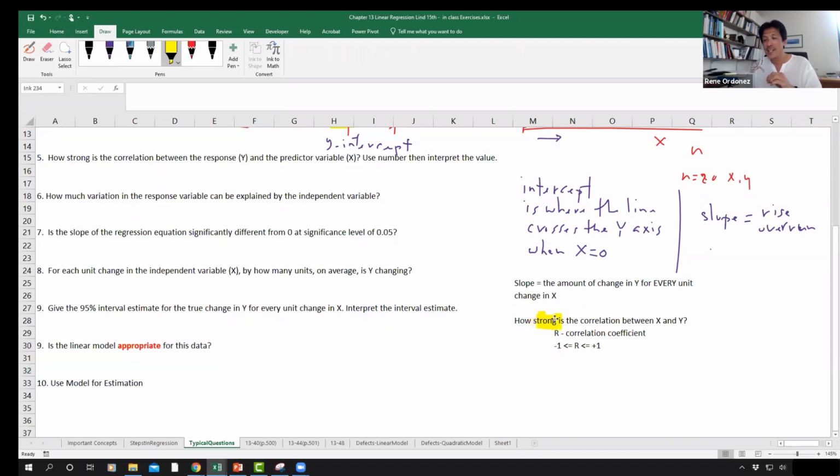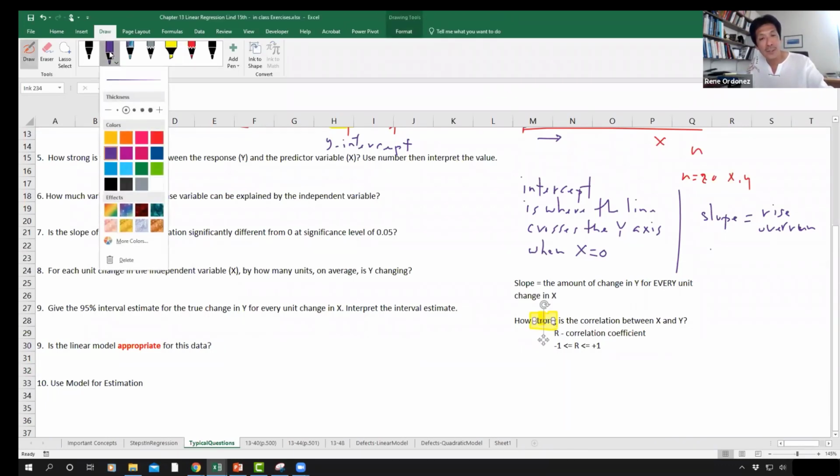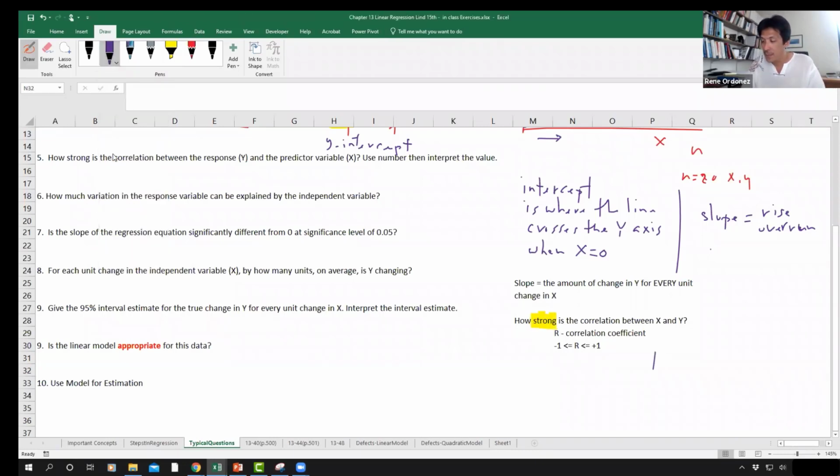So what do we consider as strong correlation between X and Y? When the R value is close to 0, then this means that there is no correlation between X and Y. All right?